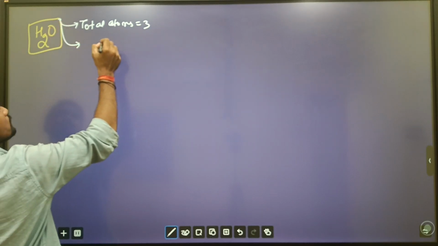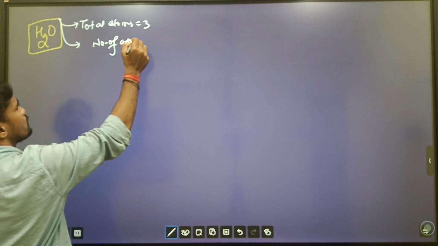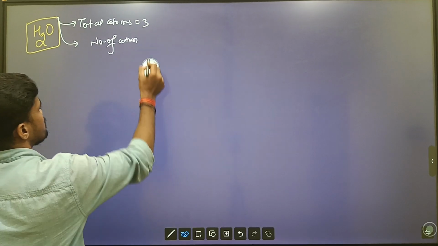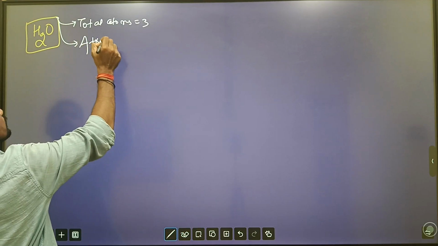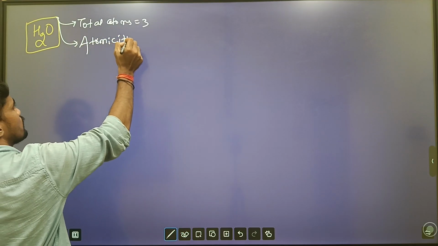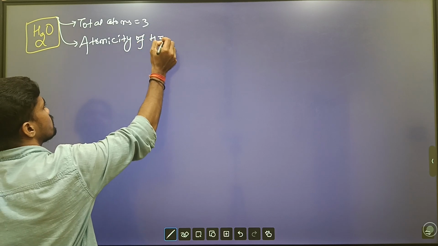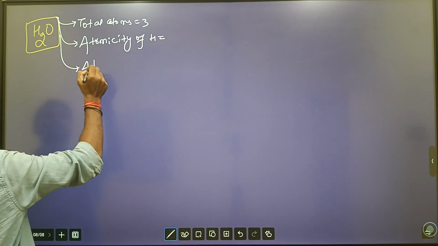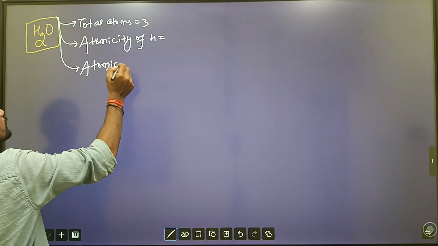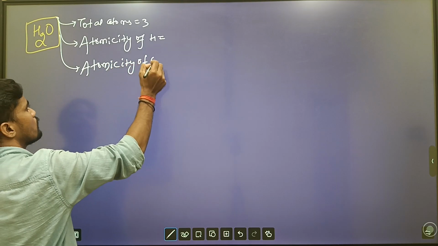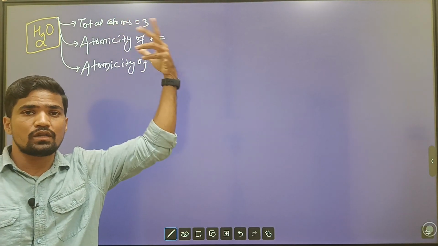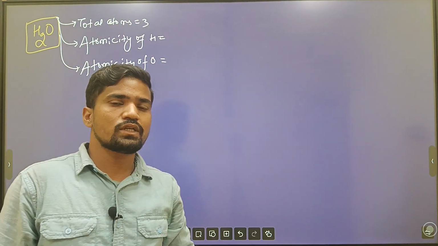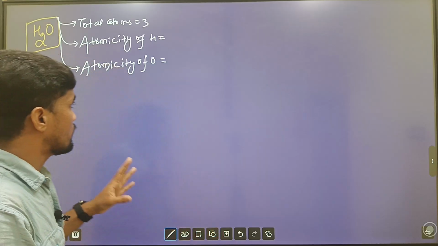Or what is the number of atoms of hydrogen? The number of atoms, we can say, is the atomicity. You can directly write atomicity. I am telling what atomicity means: atomicity of hydrogen, atomicity of oxygen. So this is also the total atoms of a water molecule. What is the atomicity of H2O? That means the water molecule is 3. That means atomicity is what?